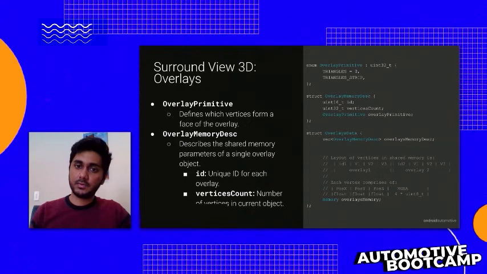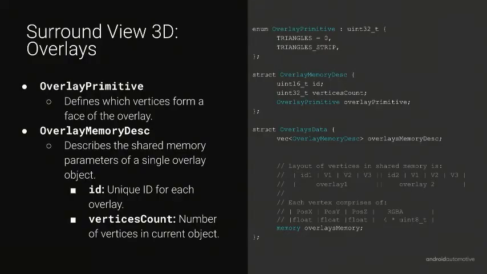So in the surround view 3D overlays, we define a few structures here within the HAL. So the first thing, similar to an OpenGL primitive, we define an overlay primitive, which has either triangles, where every three vertices form a triangle, and a triangle strip where every three consecutive vertices form a triangle. And these define the geometry of that particular overlay and then are used by the implementation's rendering pipeline to generate this overlay within the scene.